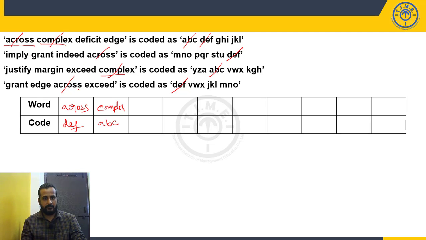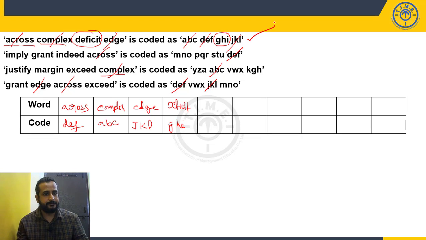Okay. Deficit, we don't have deficit common. Edge, yes, we have in the fourth statement. What is the common code? JKL. So edge is coded as JKL. Now what is the remaining word here? Deficit. What is the leftover code here? GHI. So the code for deficit is GHI. So first statement is completely done. Now come to the second statement. Imply. Do you have the word imply anywhere? No, we don't have. Okay. Grant, yes, in the third statement. Fourth statement, grant. What is the common term? MNO. So the code for grant is MNO.